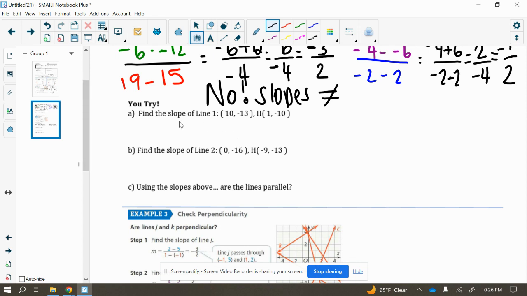Next below, we have one for you to try. Find the slope of line 1, find the slope of line 2, and then decide, are those lines parallel to each other?